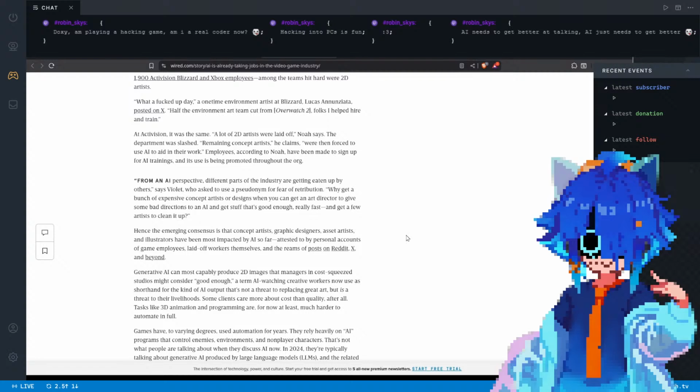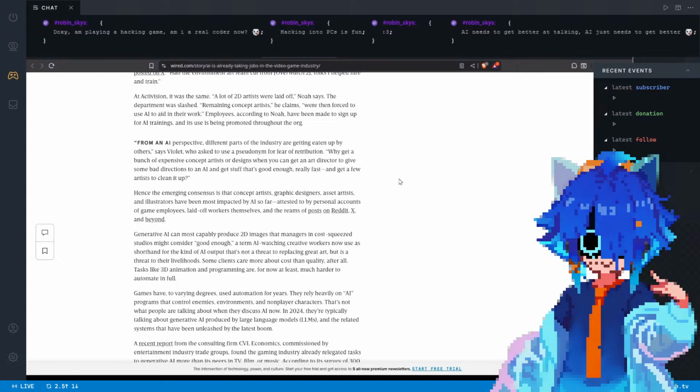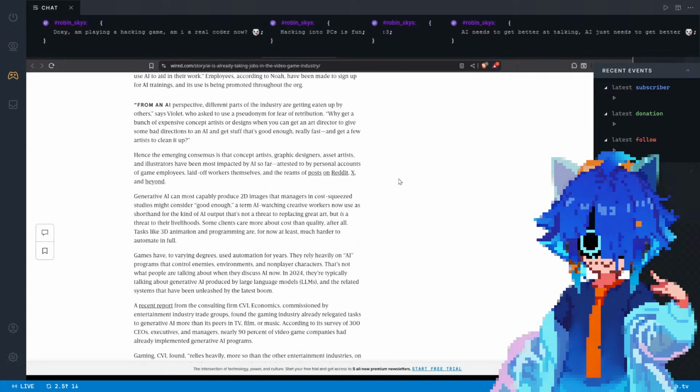And at Activision, it was the same. A lot of 2D artists were laid off, Noah says. The department was slashed. Remaining concept artists, he claims, were then forced to use AI to aid in their work. Employees, according to Noah, have been made to sign up for AI trainings, and its use is being promoted throughout the organization. From an AI perspective, different parts of the industry are getting eaten up by others, says Violet, who asked to use a pseudonym for fear of retribution.